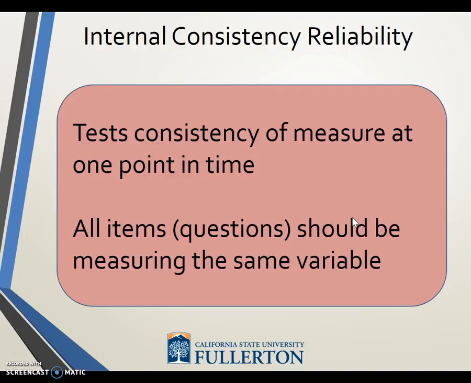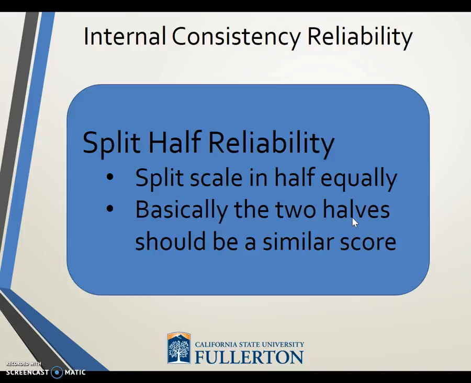So one way to do this internal consistency is by doing split half reliability. So basically, it's pretty simple. You split a measure in half, and each of those 2 halves of the measure should have a similar score.